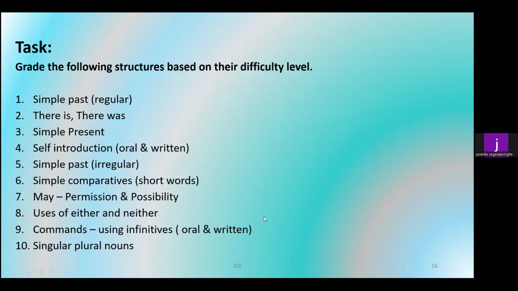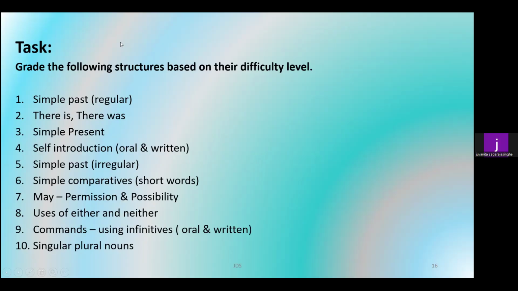Next one. You only have 6, 7, 8 remaining. Comparatives. Comparatives: big, bigger, small, smaller. Right. Then you can use may to indicate permission and possibility, and last, either or, neither nor. Right.